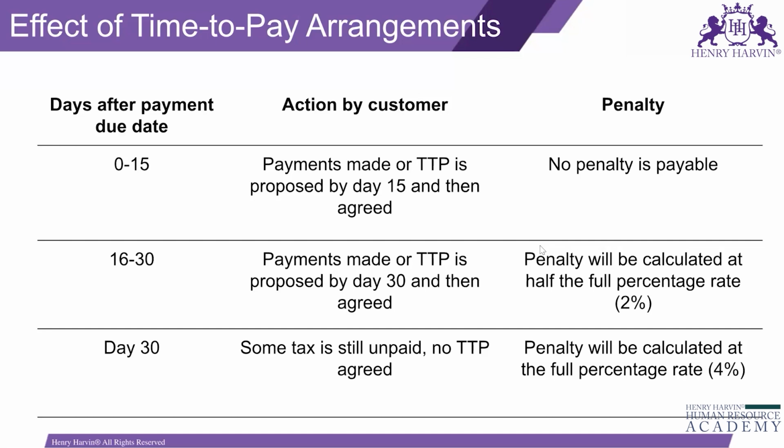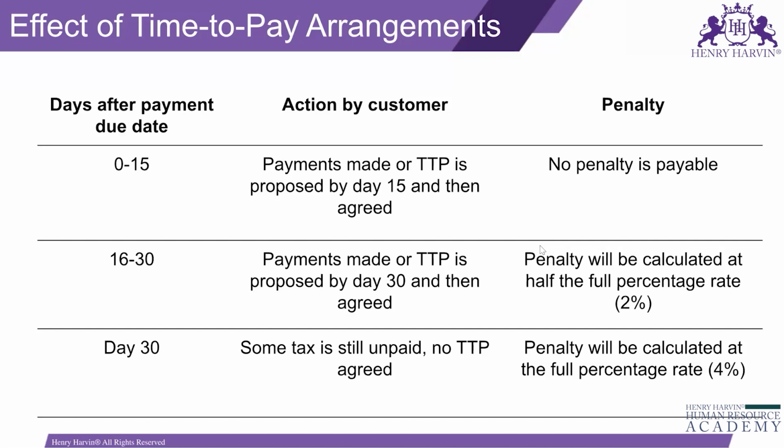Then 16 to 30 days: payment made or TTP is proposed by day 30 and then agreed. Penalty will be calculated as half the full percentage rate, 2%. Otherwise it would have been 4%. Remember, there will be only 2% if payment is made or TTP is proposed by day 30. Day 30 is already late, but if it is proposed by 30, that 15 days penalty will be charged, that is 2%.